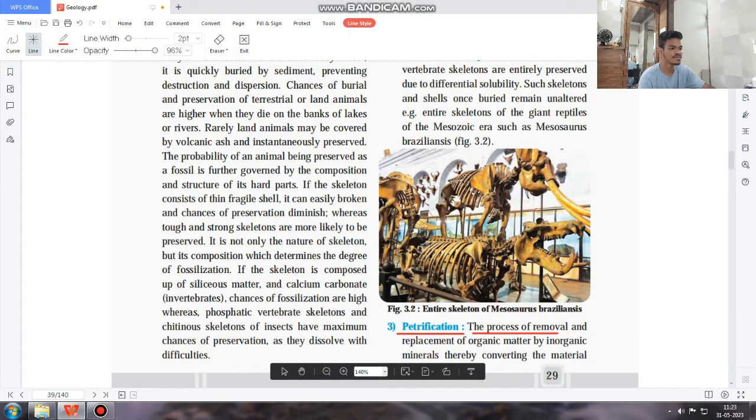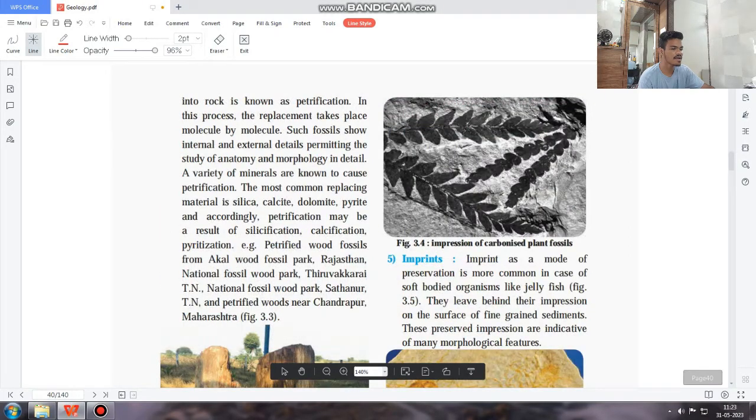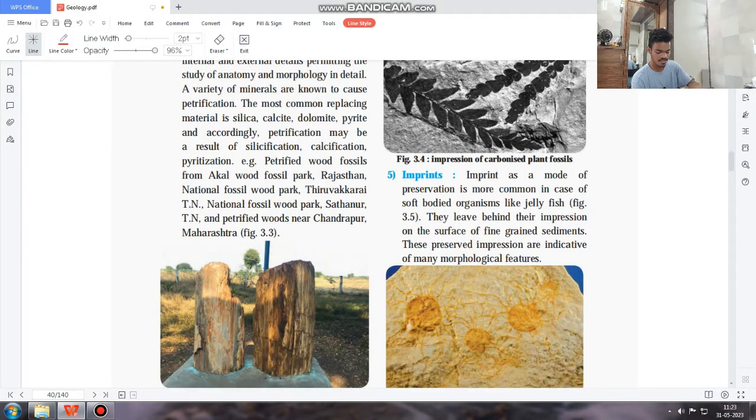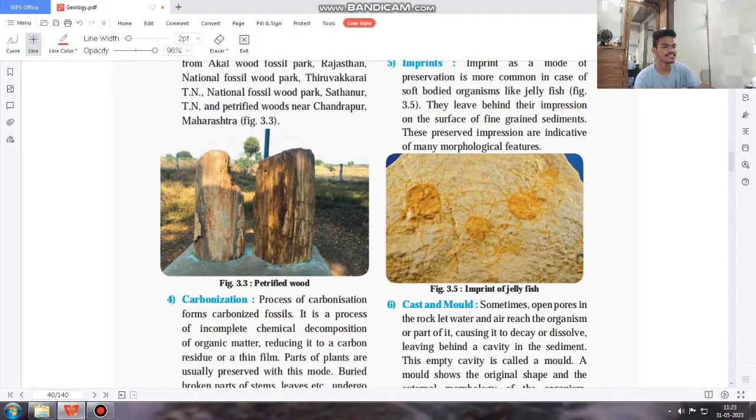This is an important thing. Petrification: the process of removal and replacement of organic matter by inorganic matter, thereby converting the material into rock, is known as petrification. It can come for 1 mark. Yes, this is an important thing to be known. Then you can read on further, examples are given.